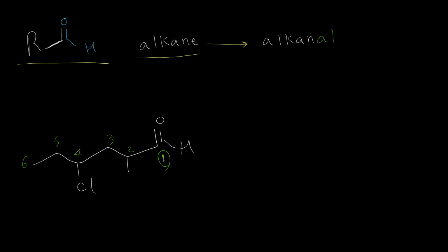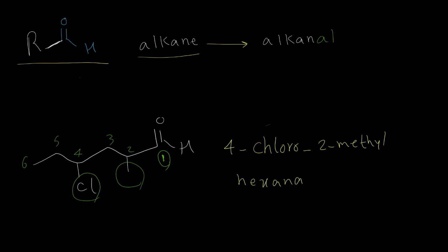Then we are going to mention the substituents. We have chloro and we have methyl. So regarding the alphabet, we have chloro, then we have methyl, and this chain has 6 carbons. For 6 carbons, we are going to write hexanal.